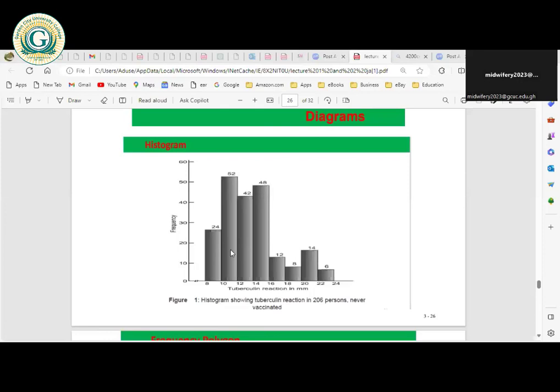The bars are always together. But for bar charts, you get the bars not together. Okay, so this is an example of a histogram.